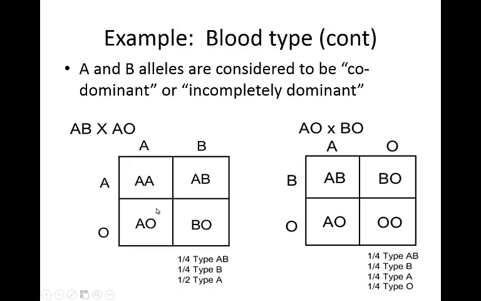If we were to cross an individual who was type A blood, but genotypically AO, with an individual with a genotype of BO, the types of offspring we would expect to see from this cross, we would expect to see about 1/4 of them to be type AB, about 1/4 of them to be type B, about 1/4 to be type A, and about 1/4 of them to be type O.